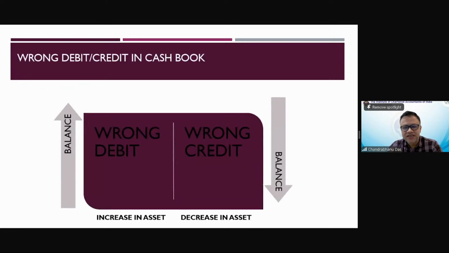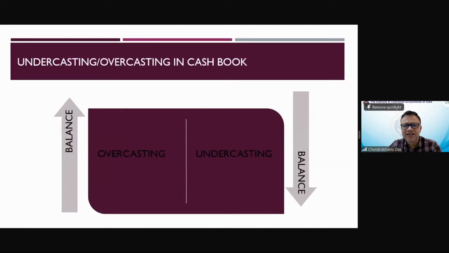So what happens? You see that when there's a wrong debit in the bank book, there is an increase in asset, and when there's a wrong credit, there is a decrease in the asset. So this is overstated and understated. Similarly, with overcasting, the balance increases, and with undercasting, the balance decreases. So there is an increase in asset due to overcasting, and a decrease in asset due to undercasting. So we have to carefully see how these situations are dealt with in the reconciliation.